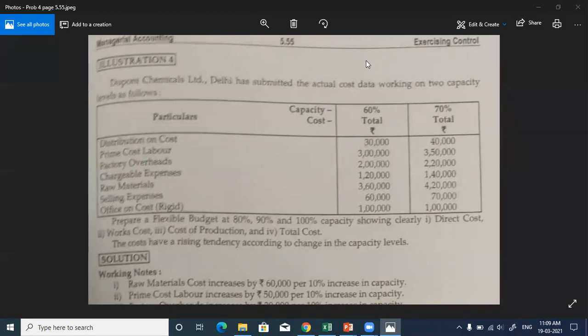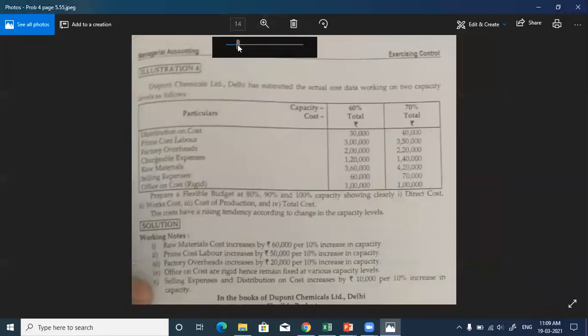Company name is DuPont Chemicals Limited, Delhi. Now, when this name comes to me, DuPont, I'm very happy. And why? Because DuPont is one company in the world which has the largest number of patents filed. If an MBA student has dreams to join any company, I would request to think of this company, that is DuPont. So DuPont is one big brand, big company with many patents filed in the world.